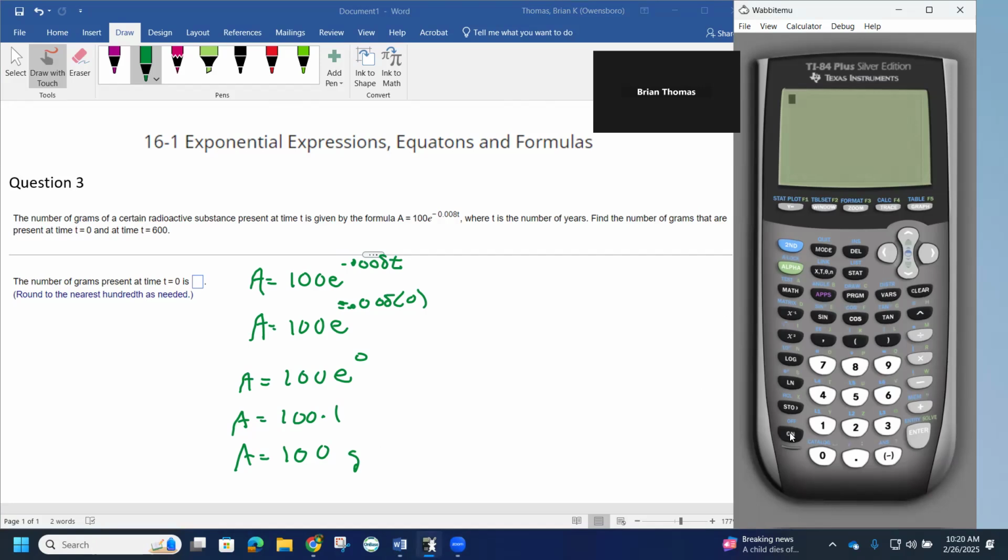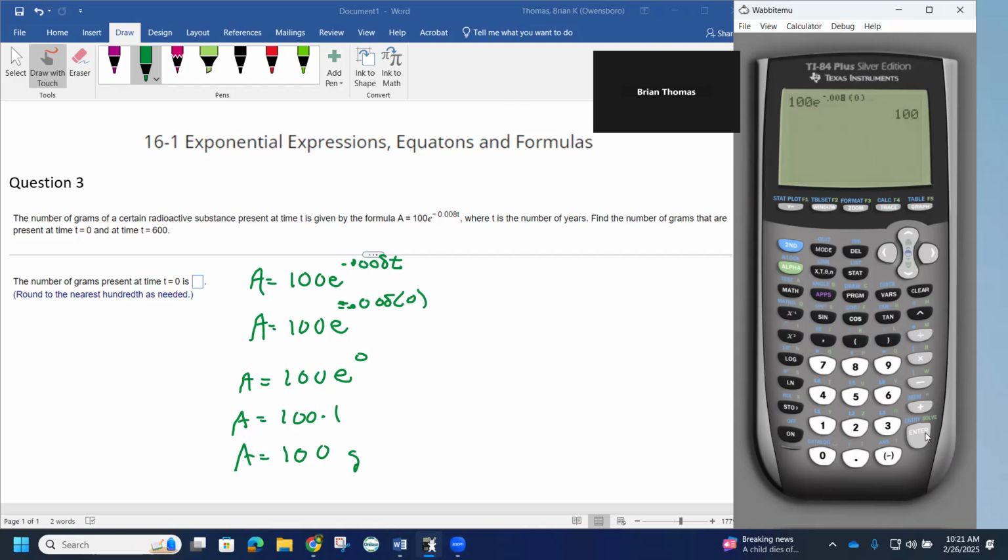Now, again, we can use the calculator and type in our formula. We could type in 100, and then e is right above the ln button. So there's this e to the x. Hit second, then the ln button, there's the e to the x. And notice it's now prompting for the exponent. I could then type in negative 0.008, and then multiply that by 0. So if I just replace t with 0, the calculator could do that calculation, and that would be 100.